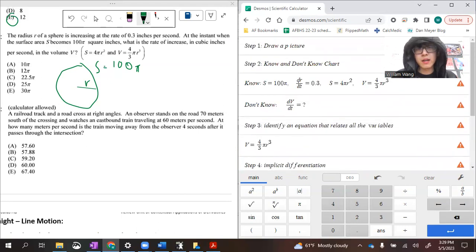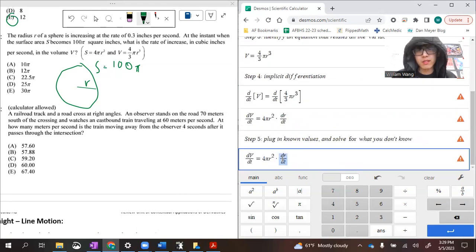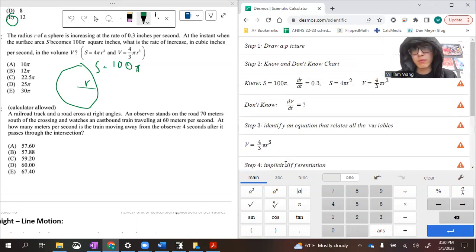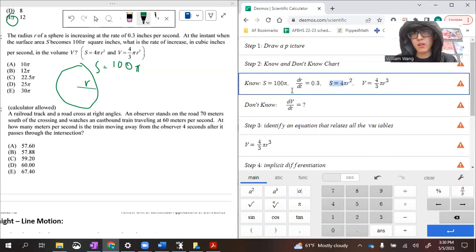Do I know dr over dt? I do. That is 0.3. This is actually super similar to one of the problems we just did. I just need to figure out my r. That's the one thing that's stopping me from solving for my answer. Well, what is my radius? Well, what have we not used? Again, I haven't used this equation. I also have not used that s is equal to 100 pi.